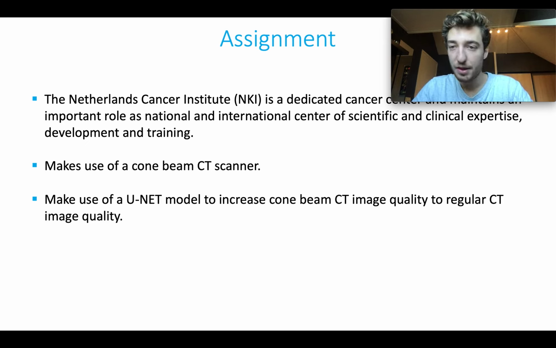The typical thing about a cone beam CT scanner is that it uses less radiation, but because of this, the quality of the CT image also goes down. And the assignment I got from Sursara was that I should try and increase this cone beam image to a regular CT quality image using a UNet model.